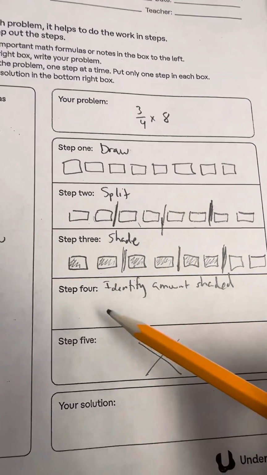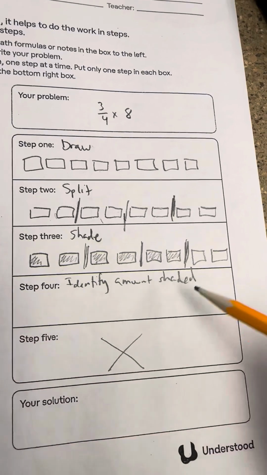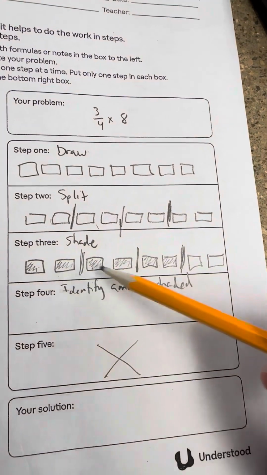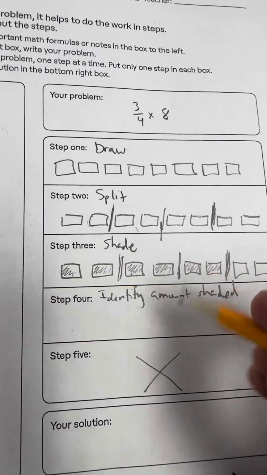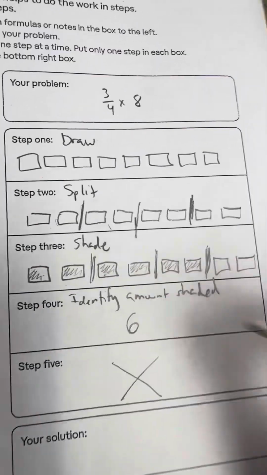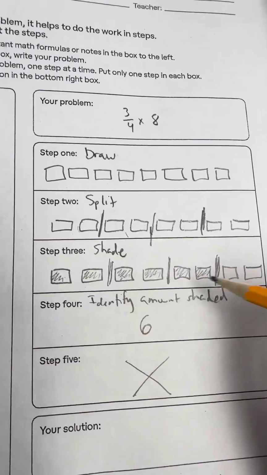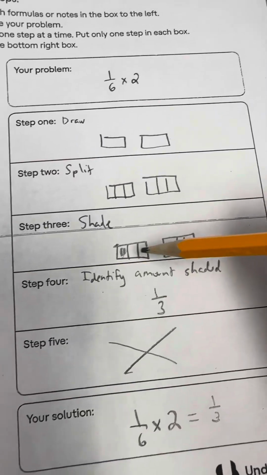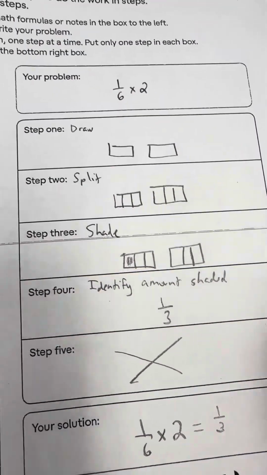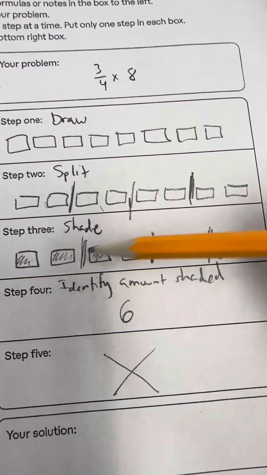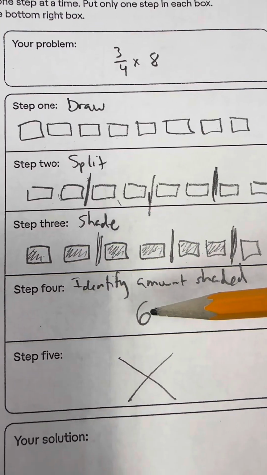And now I just have to do step 4, which is to identify how many are shaded. So you can see I have 1, 2, 3, 4, 5, 6 rectangles shaded. So my answer would be 6, because again, there's 6 whole rectangles. And if you compare it to the other one, notice that in that one I shaded 1/3 of 1 rectangle. So that's why we had a fraction for that answer. And in this one, since we shaded 6 whole rectangles, it's a whole number for the answer.